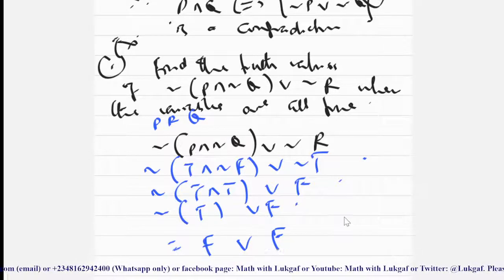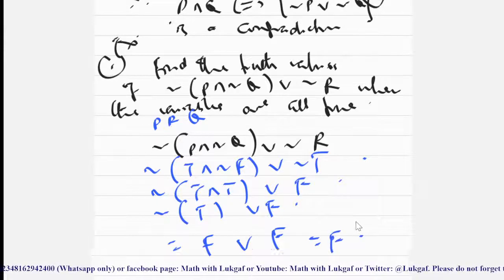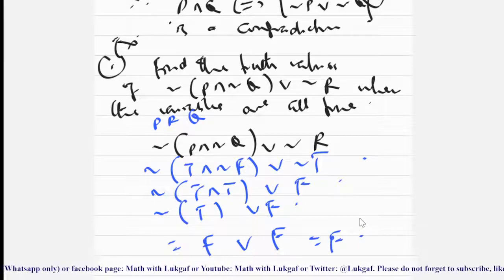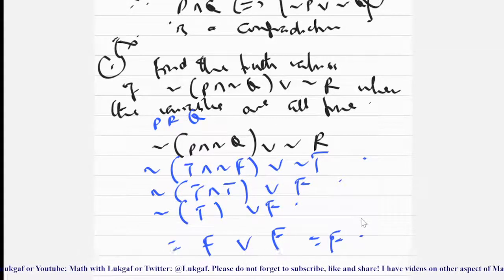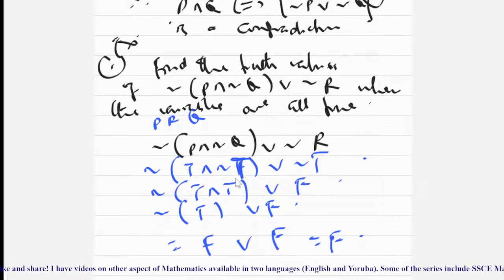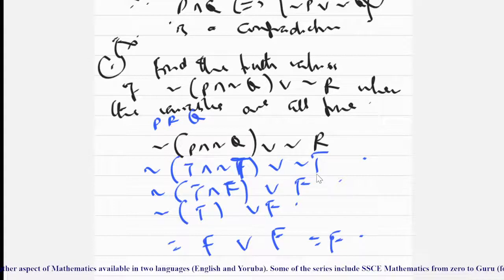So F or F will give me F. So F or F is going to give us what? It's going to give us F. I hope I'm making sense. Let us check it again. Oh, sorry. This is also true. All of them are true. Then this is going to be false. I hope you understand now.